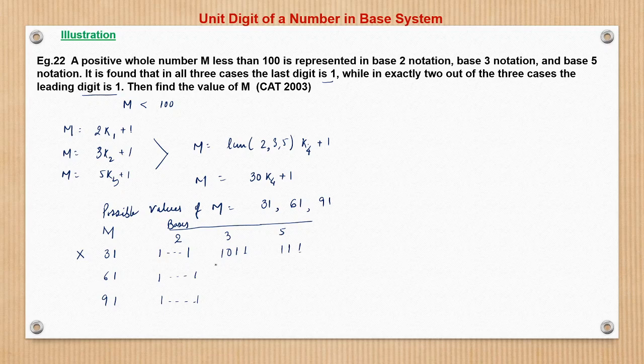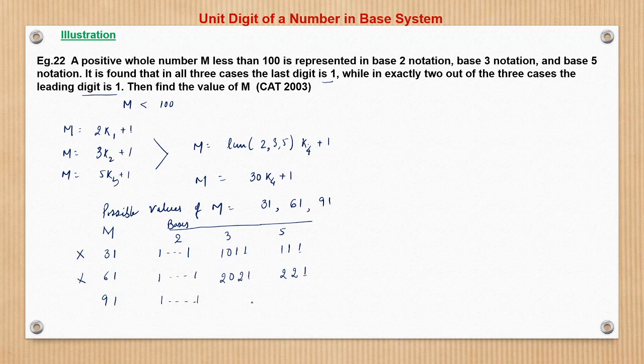Now for 61 we will check. 61 we can convert to base 3. It gives 3 20s are 60, 3 6s are 18, 3 2s are 6. So 2021. So this does not end and start with 2. Let us check for 5. Here it can be 5 12s are 60, 5 2s are 10. So this again does not satisfy because it says exactly 2 out of the 3 cases should start with 1. Here only one case starts with 1, so it does not satisfy.